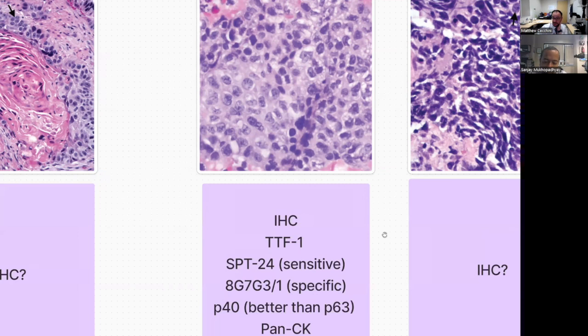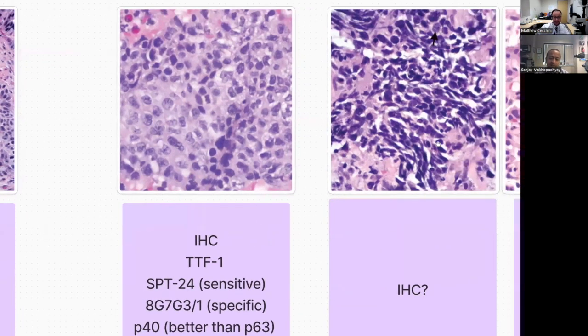If you have a poorly differentiated thing that's not staining for anything, and you get some SPT24, well, then it's probably lung, right? Whereas if you got something that is staining with 8G7G3/1, then you're more likely to believe it is lung. So I think in some ways the ideal thing is to have both, because they're helpful tools in their own way. Definitely.